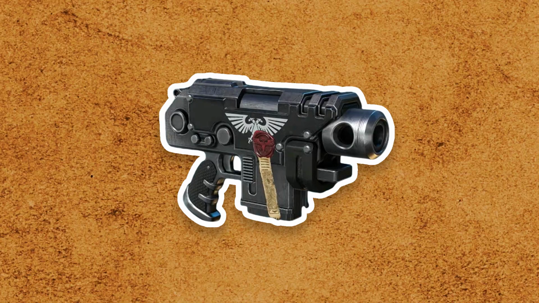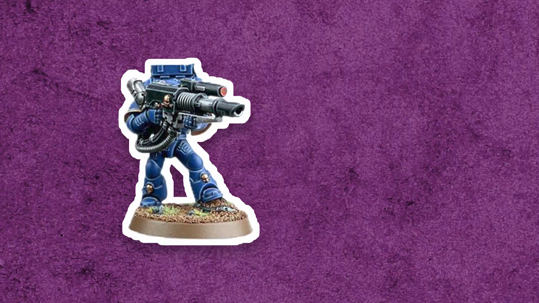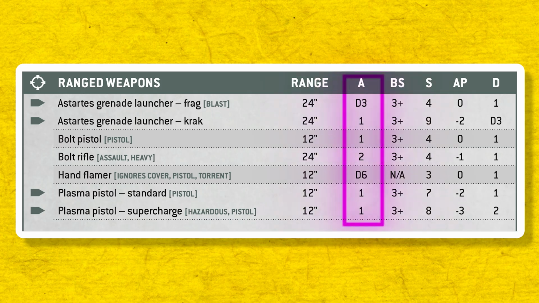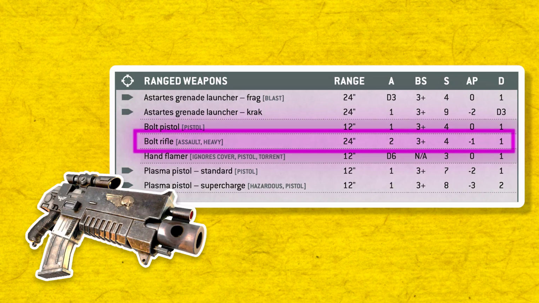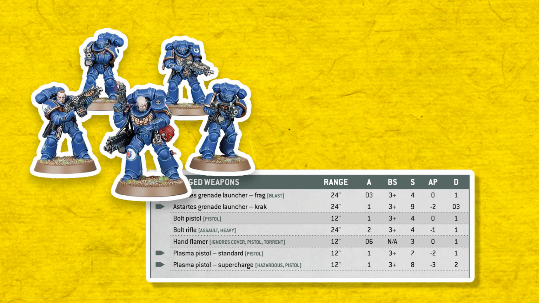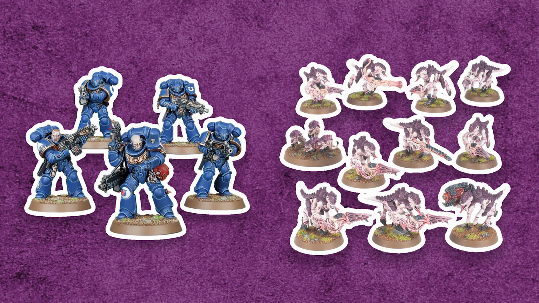Most pistols tend to be around the 12-inch range, and dedicated anti-tank weaponry like a lascannon is normally around 48 inches, although it can sometimes be as short as 36. Next up is the A or attacks value. This indicates the number of dice you get to roll per weapon of that type in a unit. So our Space Marine Bolter has an attacks value of 2, meaning every Space Marine in my 5-man Intercessor unit here has 2 attacks, meaning I'll get 10 dice to shoot at this Tyranid Termagant squad with.